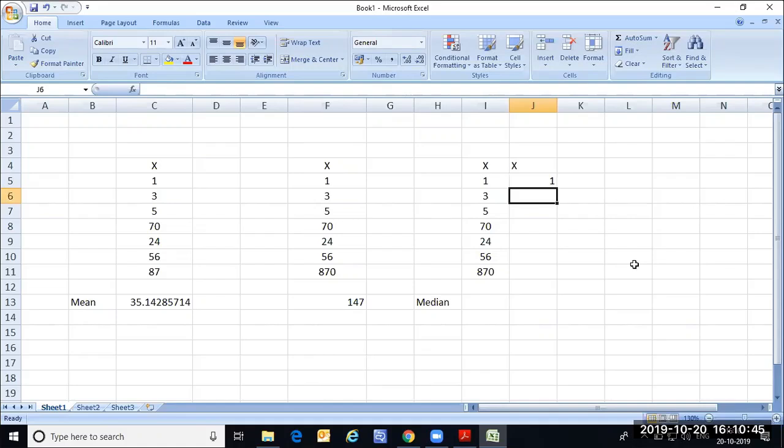Arrange them in ascending order: 1, 3, 5, 24, 56, 70, and 870. Now, what is the median of this data? 24.